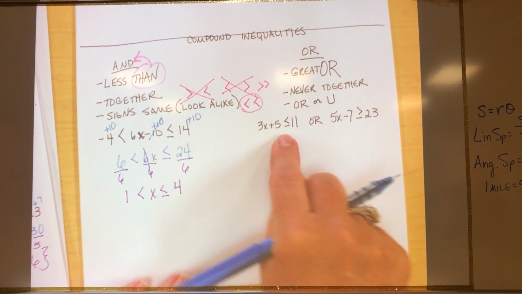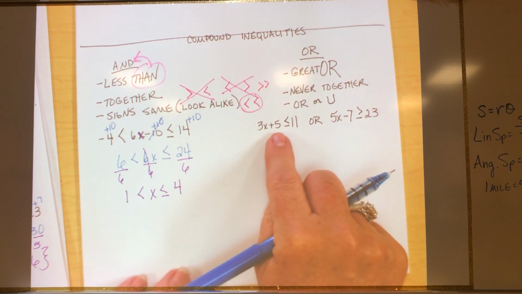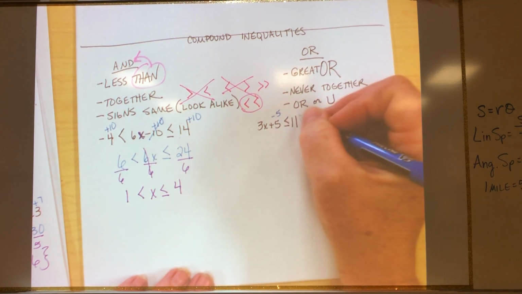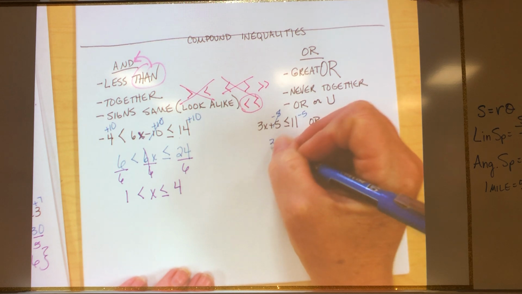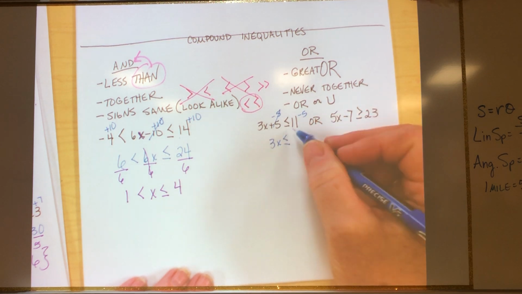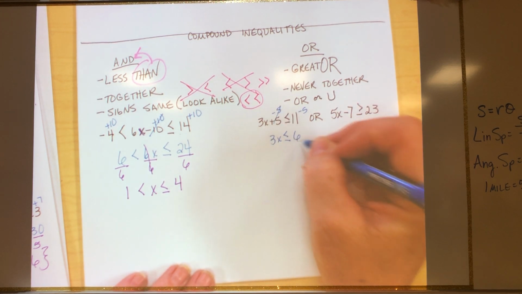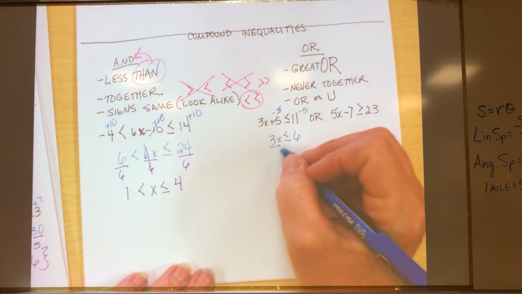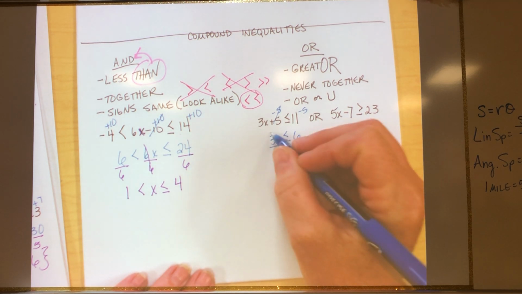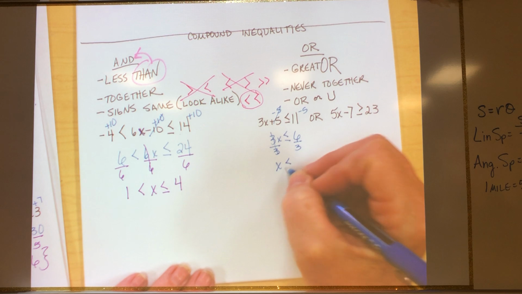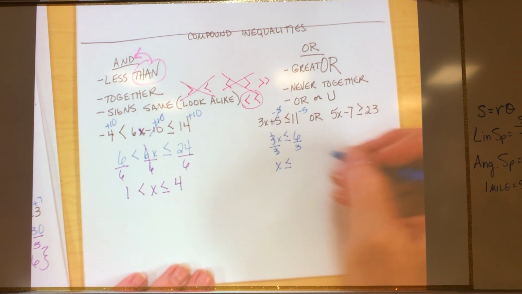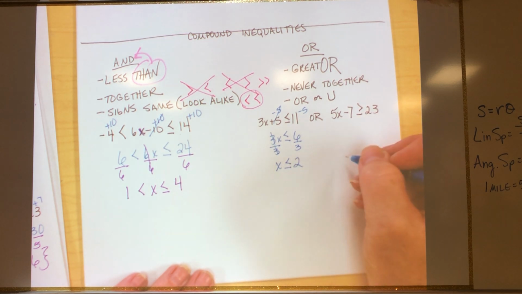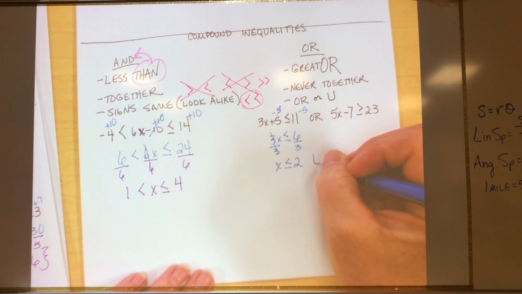All right, so over here, tell me what to do, right here. Subtract 5. So now I got 3x is less than or equal to, what's 11 minus 5? Now what do I do? And x must be less than or equal to 2. 6 over 3 is 2. Or. Look at my or.